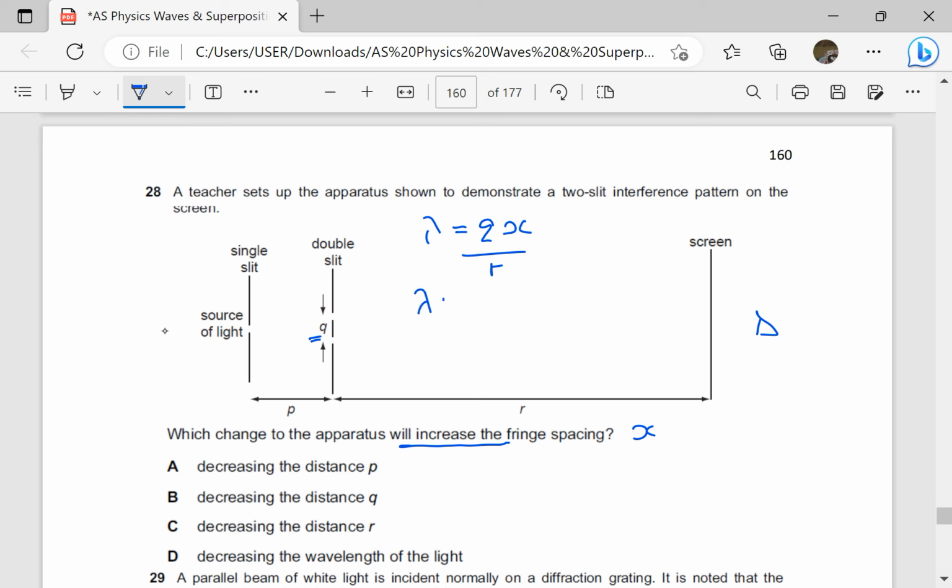From here you see that lambda times r is equal to Q times x. We want x to increase. There are two things that we can do. Or three. Number one, you can increase the wavelength because they are directly proportional, or increase r because they are directly proportional, or decrease Q because they are inversely proportional. So decreasing the distance P does not affect, is not appearing in that formula, so that one is wrong. Decreasing the distance Q, when Q decreases, x increases because they are inversely proportional, so our answer is going to be B.